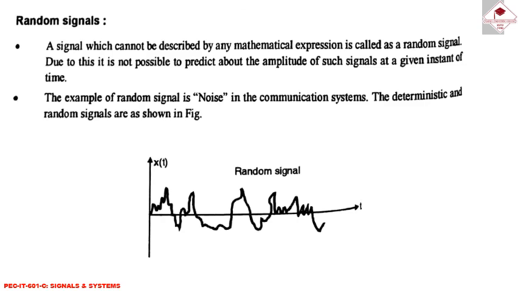Next is the random signal. A signal which cannot be described by any mathematical expression is called a random signal. Due to this, it is not possible to predict the amplitude of such a signal at a given instant of time. An example of a random signal is noise in a communication system. The deterministic and random signals are shown in the figure.